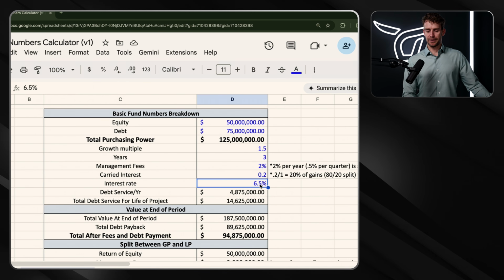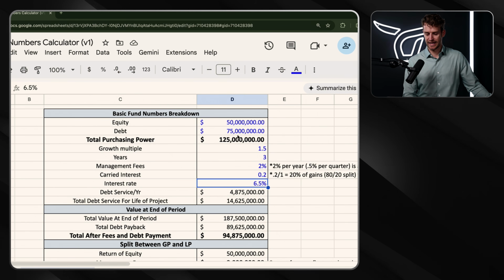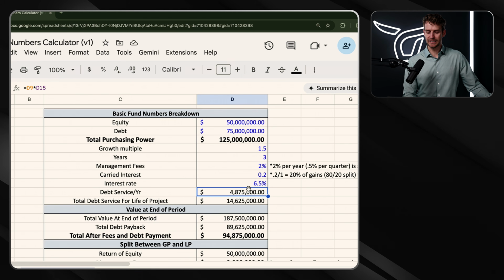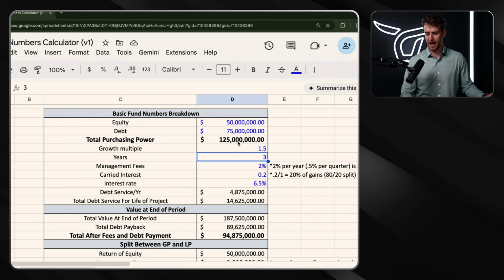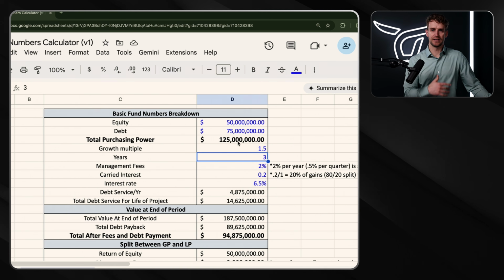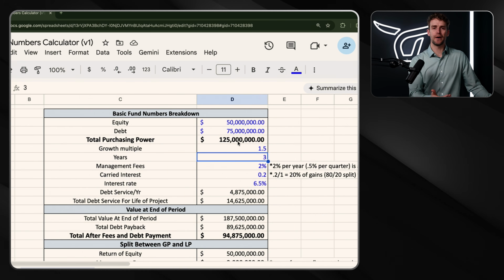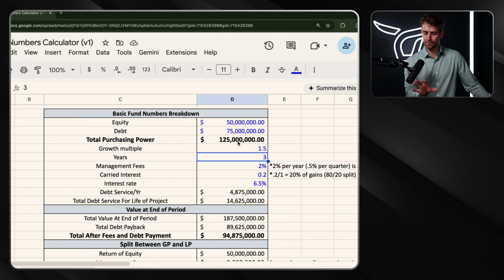Let's say we talked to the bank, we got a 6.5% interest rate on this debt. Okay, which brings us down, our debt service is gonna be 4.8 million per year on the 75 million and 14 million over the 3-year life of the project. Okay, see my math, how it's breaking down here. So let's play this out. Let's say we bought it, it all worked out. How do the numbers work at the end here? And then we'll play with some of the numbers.